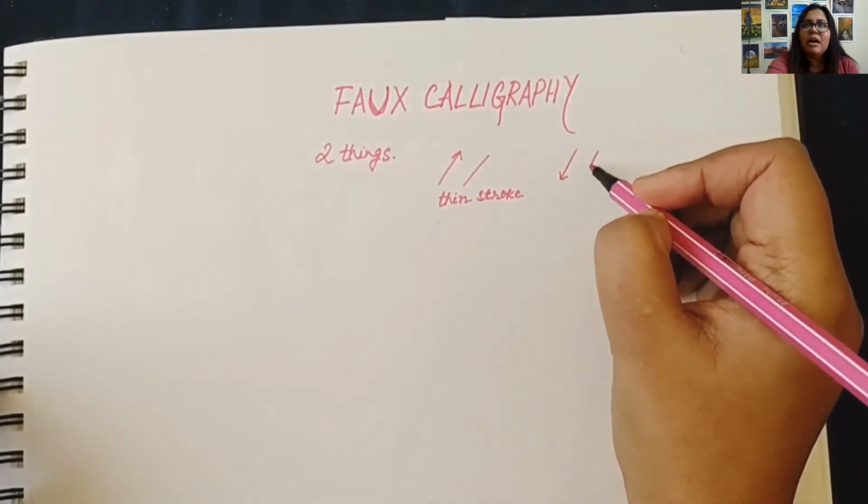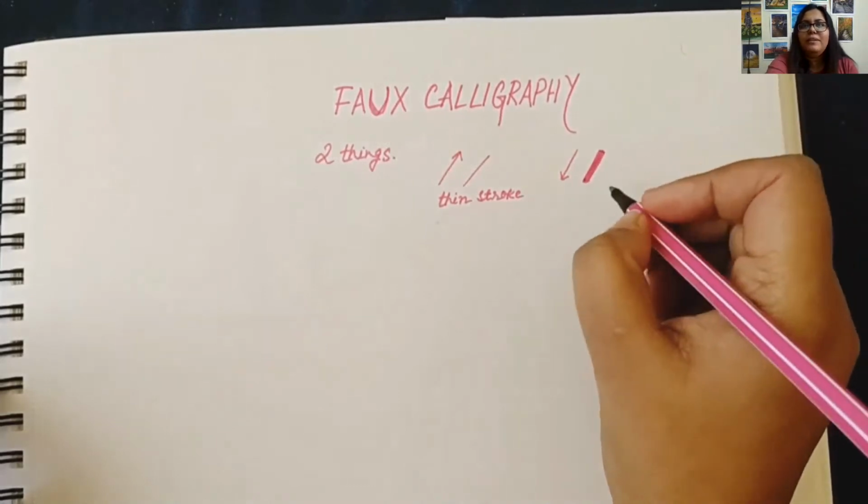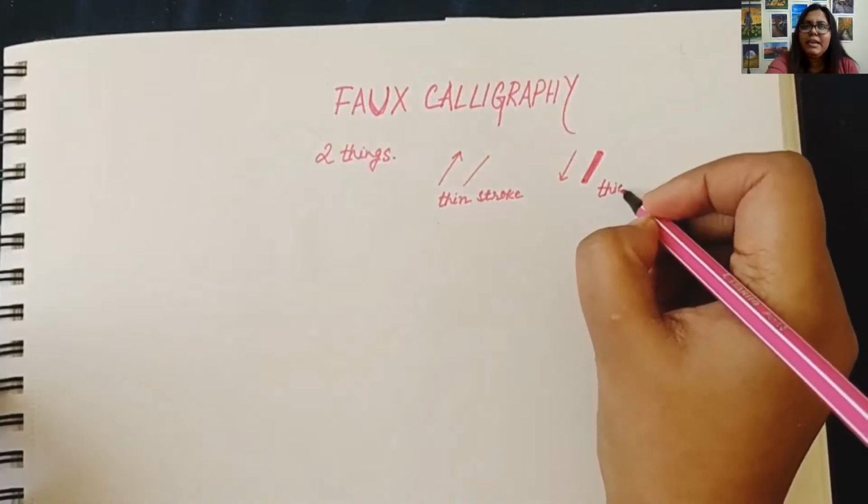And this is a downstroke. For this, we will always darken the line. See how we have darkened the line? This is a thick stroke.